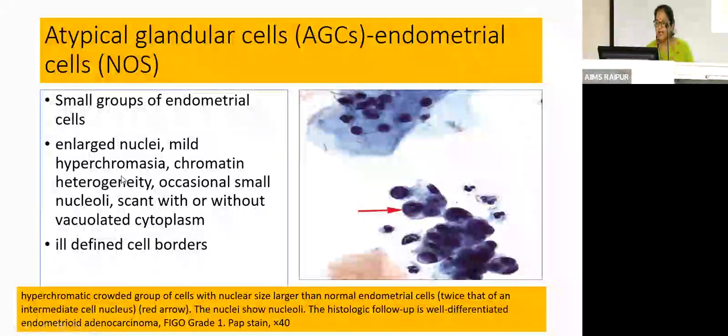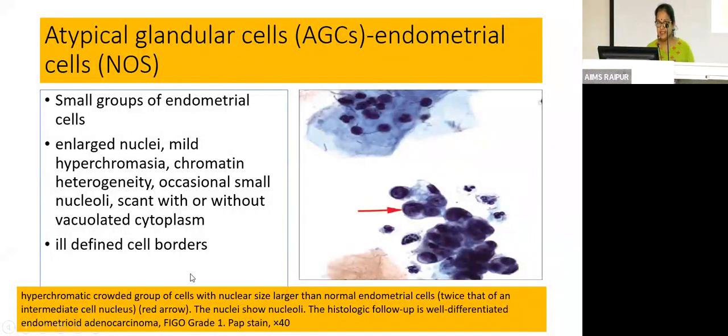Enlarged nuclei, mild hyperchromasia, chromatin heterogeneity, occasional small nucleoli, scant with or without vacuolated cytoplasm, and very importantly, ill-defined cell borders. Endocervical cells very commonly show proper cell borders. In endometrial, you will not find these cell borders. So how will you screen? When you screen your slide, you have to identify a hyperchromatic crowded group and then try to fit it into endocervical, endometrial, extrauterine or others. Okay.